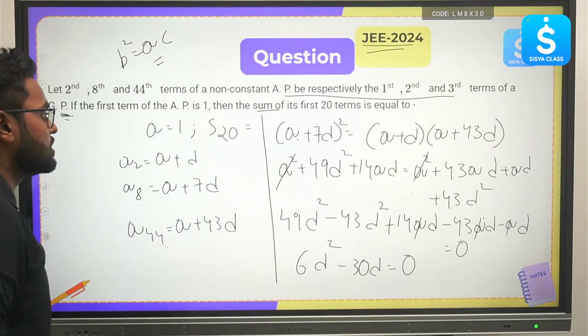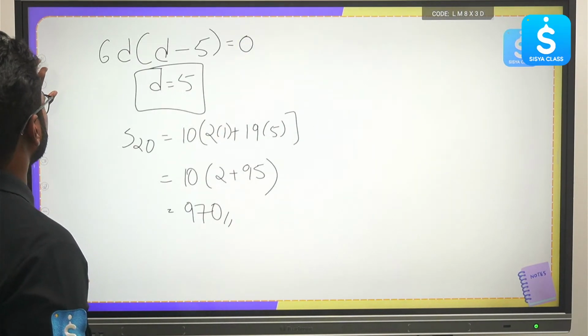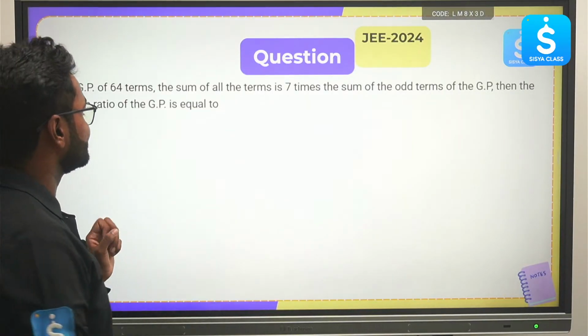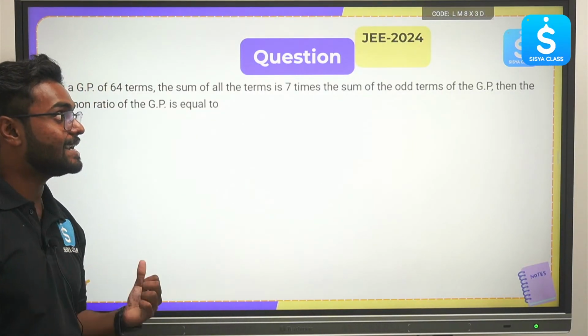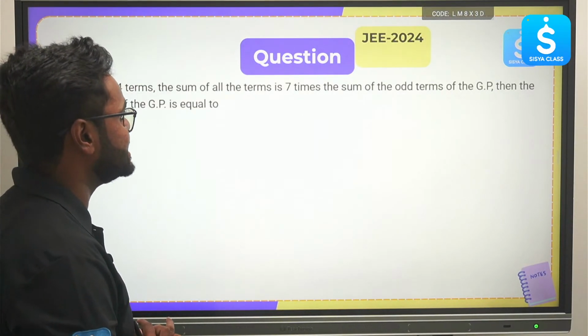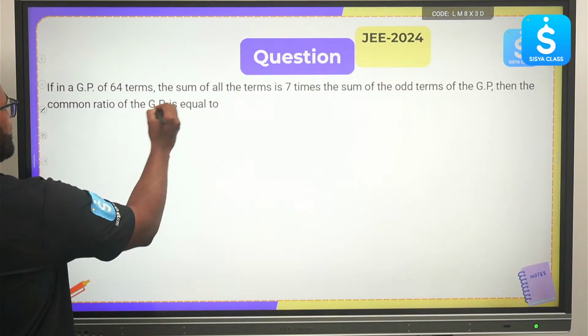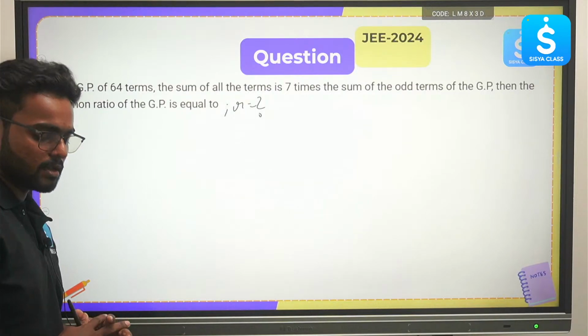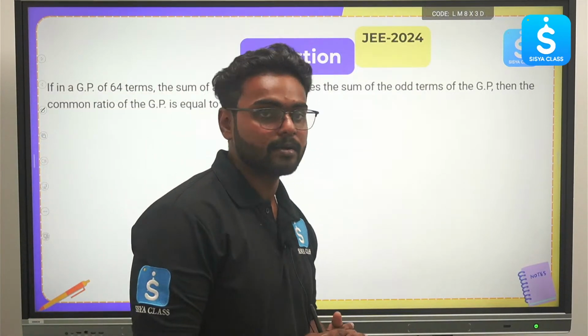Important thing, B square is equal to AC. That's the important condition. Next we have, if in a GP of 64 terms, the sum of all terms is 7 times the sum of the odd terms in the GP, then the common ratio, they have asked us to find the value of R.